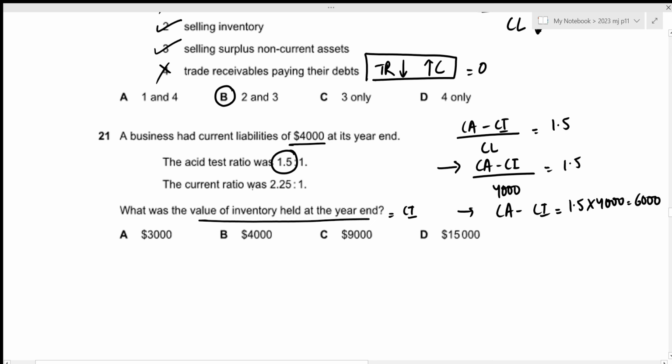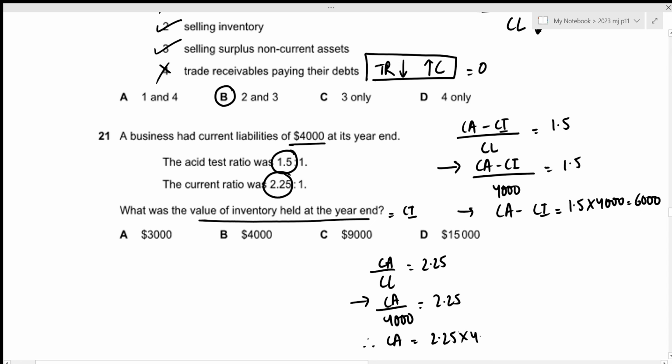Then we have our current ratio, that's 2.25. And the formula is just current assets divided by current liabilities equals 2.25. We can substitute the value for current liabilities, that's 4,000, which gives the value for our current assets to be 2.25 times 4,000, which is 9,000. So we're going to substitute this value into this equation.